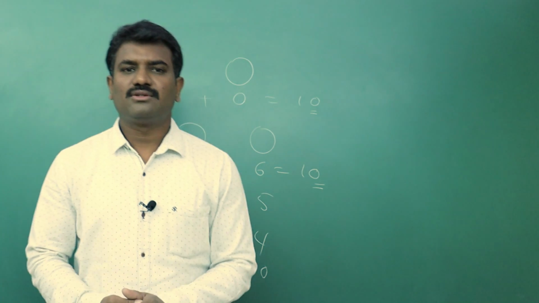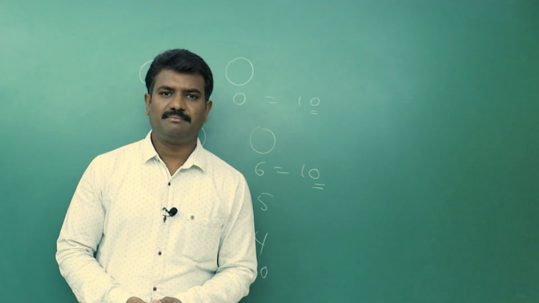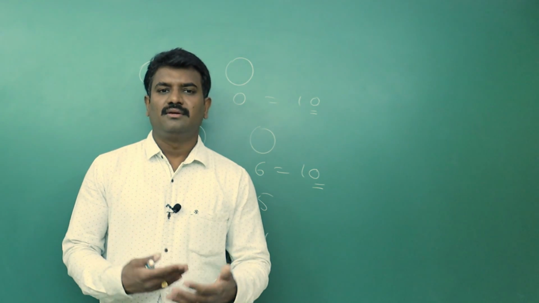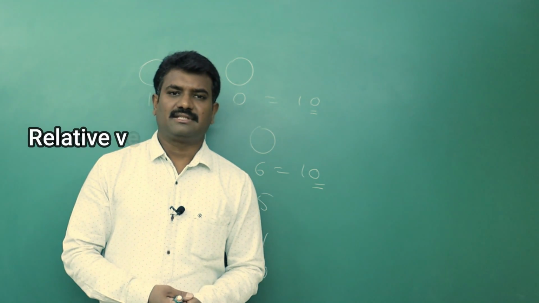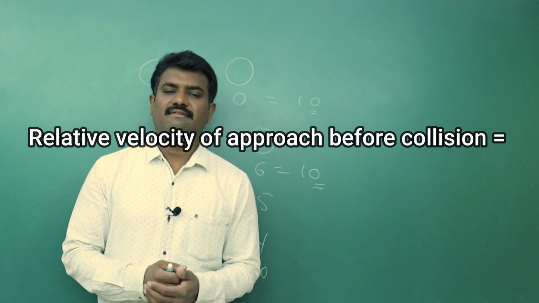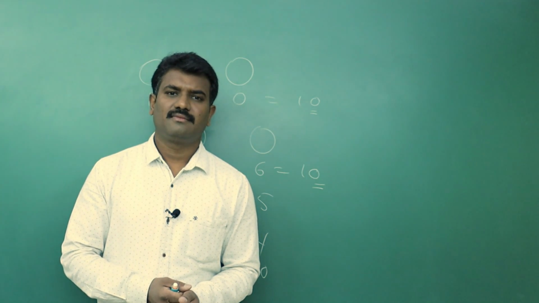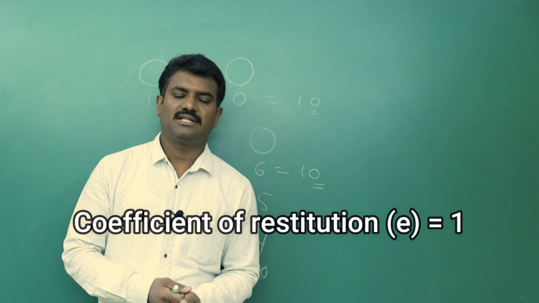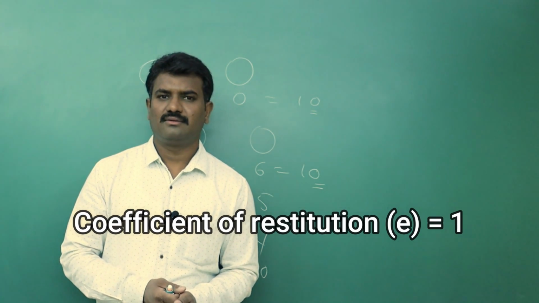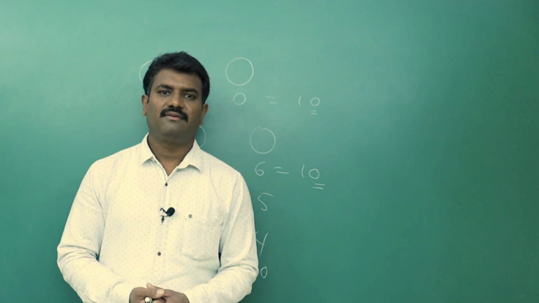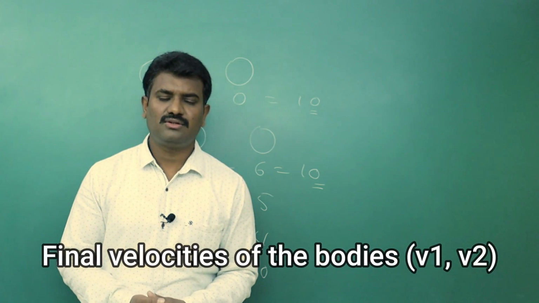Now let us go into the actual derivation part in which we are going to show several aspects, like the relative velocity of approach is equal to relative velocity of separation. We are going to prove coefficient of restitution e is equal to 1. We are going to prove. Finally, we are going to find the formula for velocities of the two bodies.